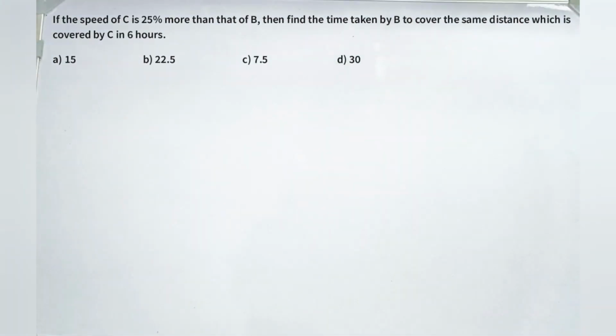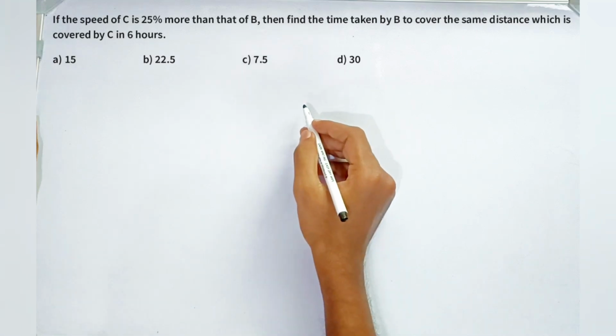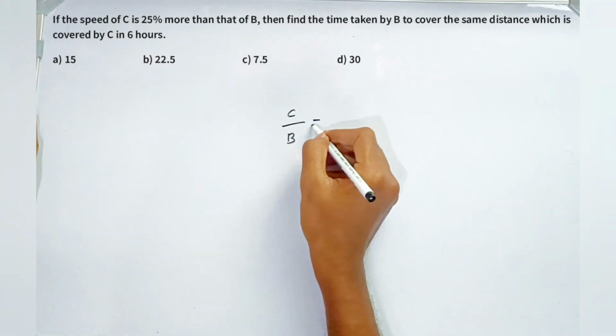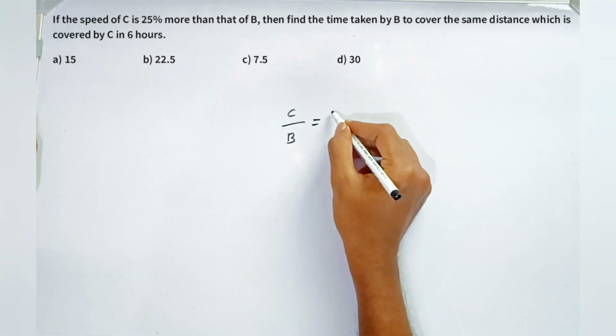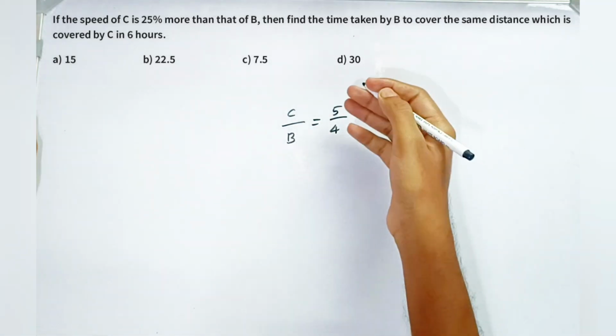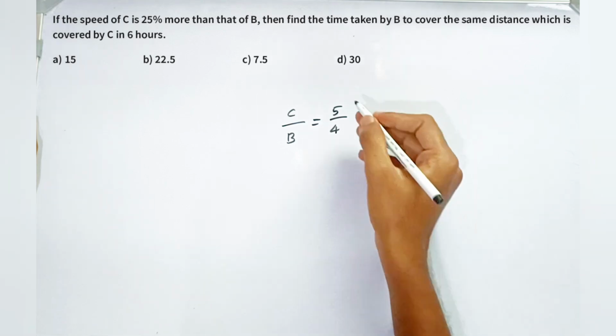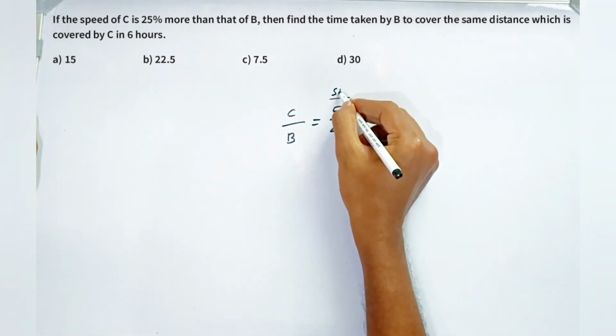Okay, going to the next question. If the speed of C is 25% more than that of B, we can write C by B is equal to 5 by 4. If there is 25% more, we can write it as 5 by 4. Then find the time taken by B to cover the same distance which is covered by C in 6 hours. Okay, this is actually the speed.